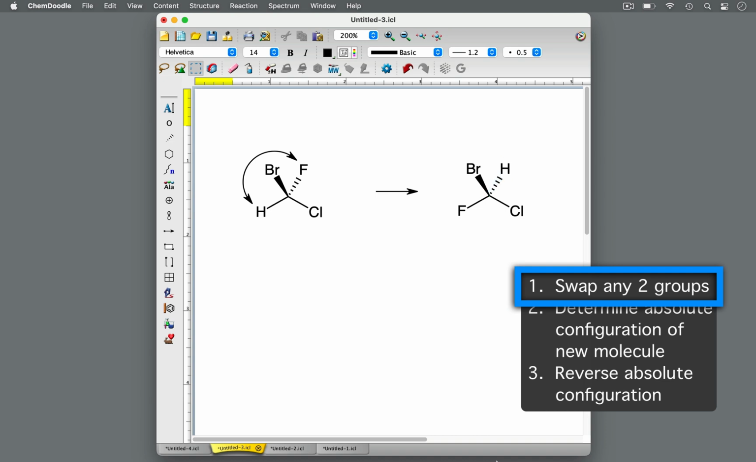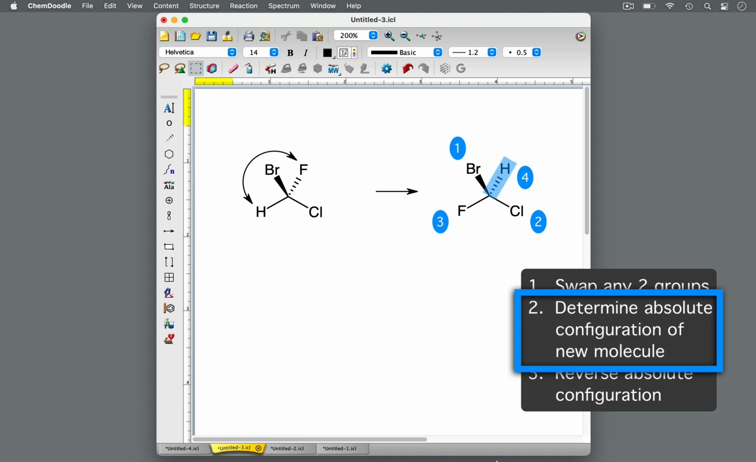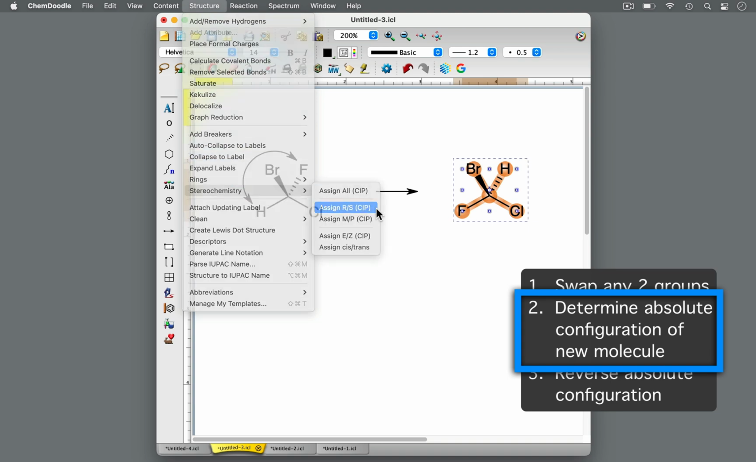Take note that swapping any two groups creates a new molecule. Although similar, these two molecules are different. They are not the same. Then, assign CIP priorities. Bromine has the highest atomic number of 35, so it's priority 1. Next is chlorine, then fluorine, and finally hydrogen. With hydrogen, the lowest priority group positioned away from us into the plane of the screen, determine the absolute configuration of the stereocenter. From priority group 1 to 2 to 3, the arrow direction is clockwise. So this stereocenter is R.